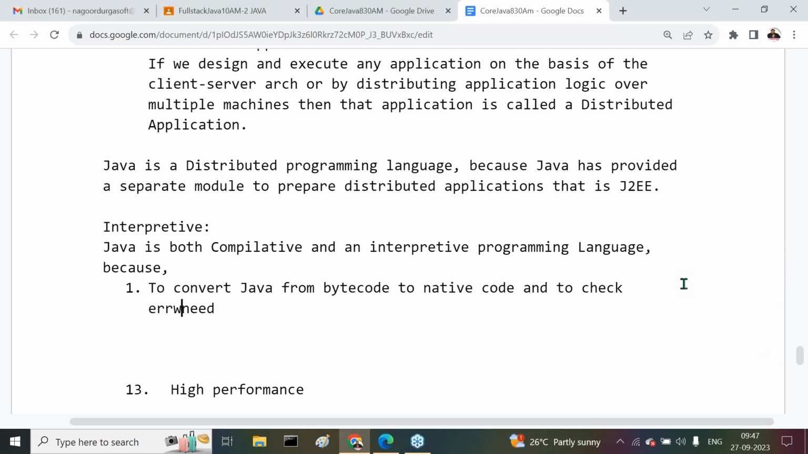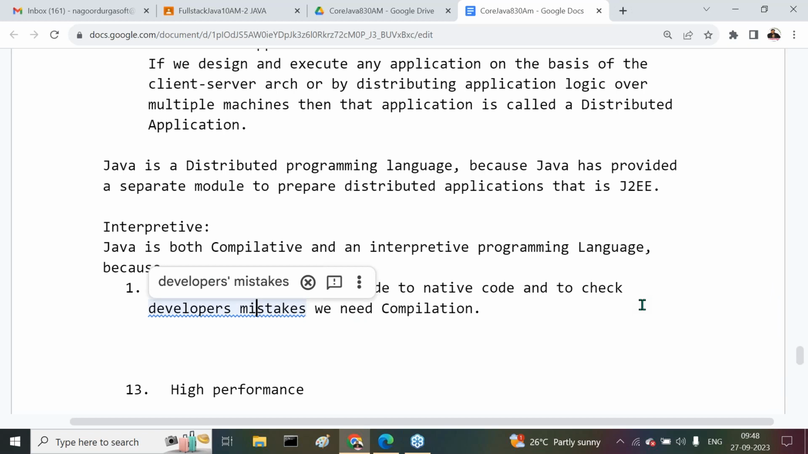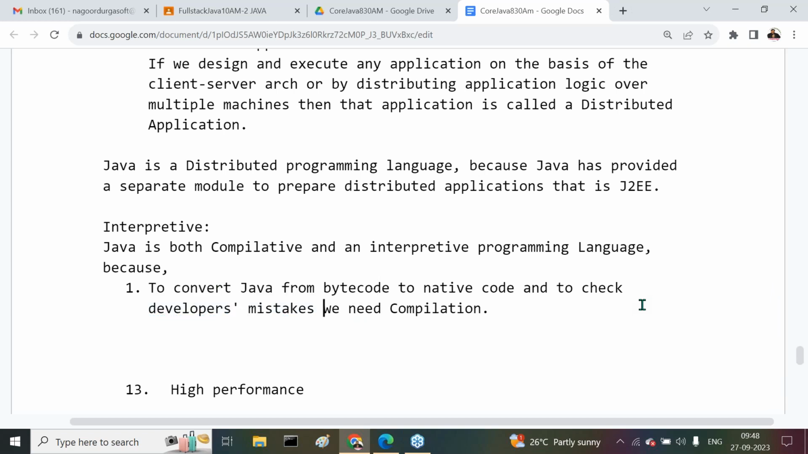To check their errors, we need compilation. Again, here I'm telling you to convert Java from bytecode to native code and to check developers' mistakes. To check developers' mistakes, we need what there? We need compilation. That's okay, fine. This is one point we required. Because of this reason, we can conclude that Java is a compilative programming language.